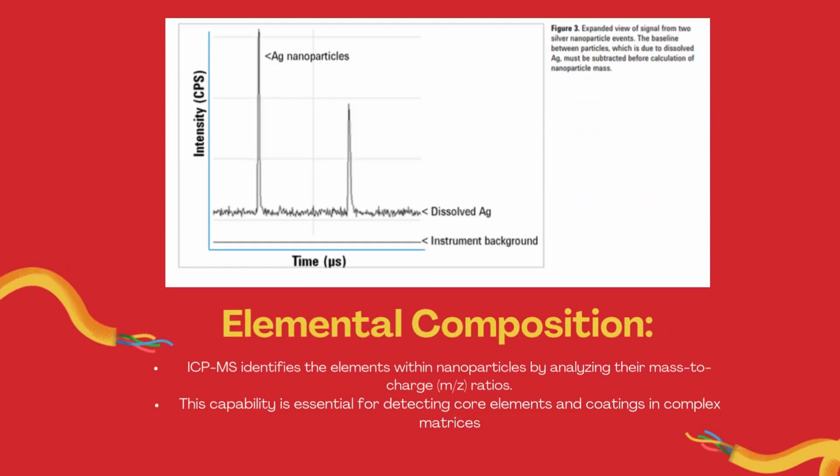ICP-MS also can give the elemental composition. ICP-MS identifies the elements within the nanoparticle by analyzing their mass to charge (m/z) ratio, and this capability is essential for detecting a core element and coating in a complex matrix. As we see as an example in figure 3, by expanding the view of the signal of two silver nanoparticle events, the baseline between the particles, which is due to the dissolved Ag, must be subtracted before calculation of nanoparticle mass.